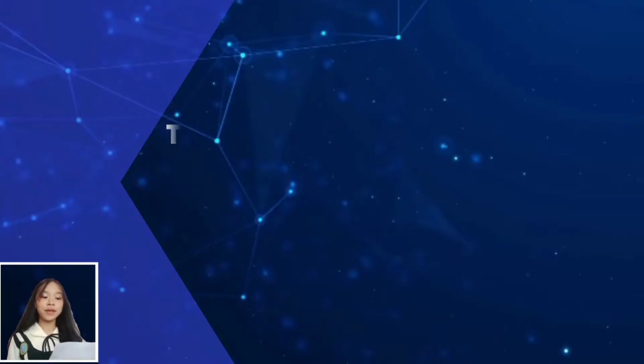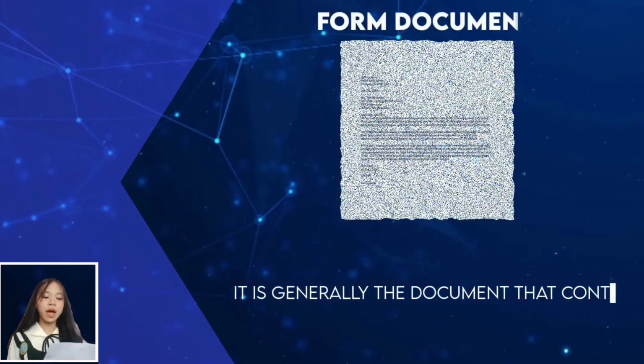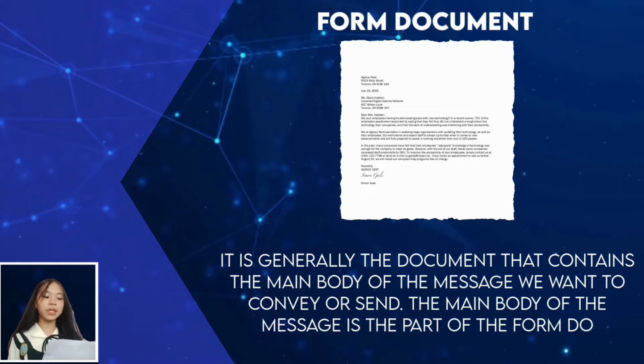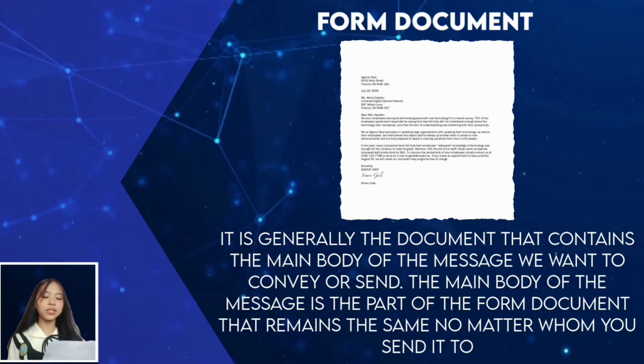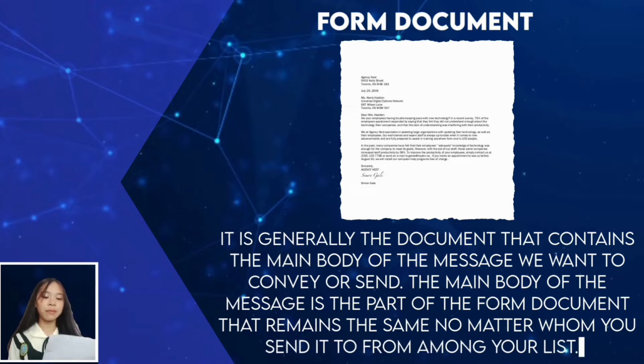We only have two components of mail merge. The first one is the form document. Our sample letter above is what we call a form document. The first component of our mail merge document is generally the document that contains the main body of the message we want to convey or send. The main body of the message is the part of the form document that remains the same no matter whom you send it to from among your list.